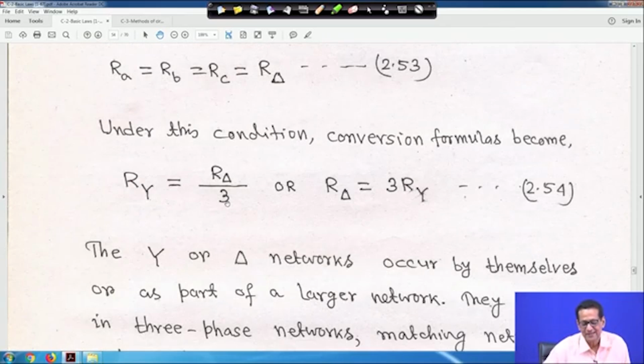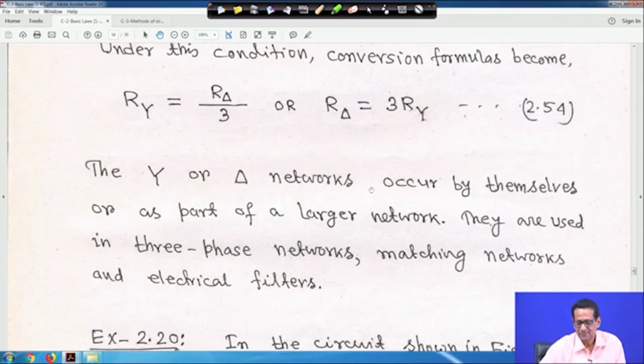So, R star will be R delta by 3, when you are making the conversion, one you can make delta to star, another you can make star to delta, right. So, in that case R star will be R delta by 3, or R delta is equal to 3 R star, right. So, from this equation only it comes opposite to that, R delta is equal to 3 into R star, cross multiplication, right. So, R1, R2, R3, RA, RB, RC all are equal, then in that case this is the condition, you simply substitute and do it, that is all, right.